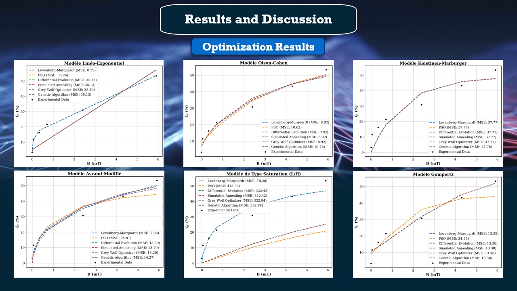This shows the martensite fraction as a function of magnetic flux density for all 6 models. Each model was optimized using the same data set and follows a nonlinear saturation trend with a sharp increase beyond the magnetic threshold. This comparison helps assess how each model captures both the growth phase and the saturation behavior of the transformation.